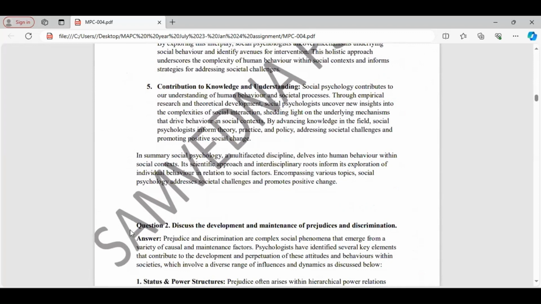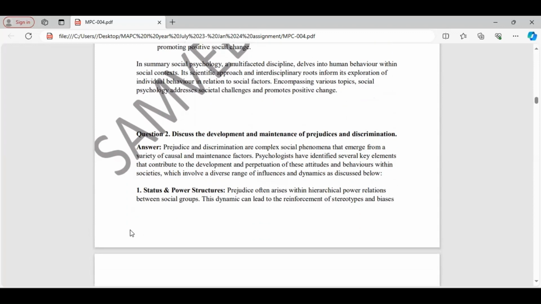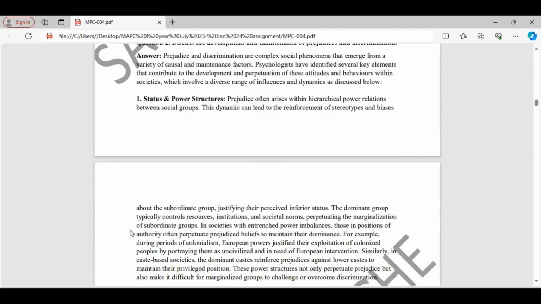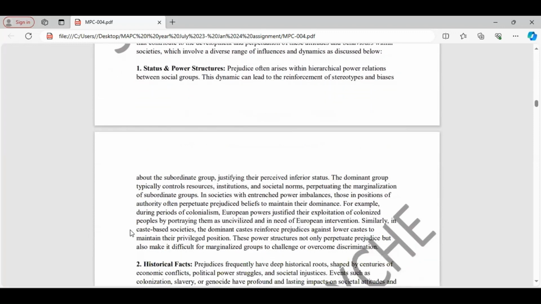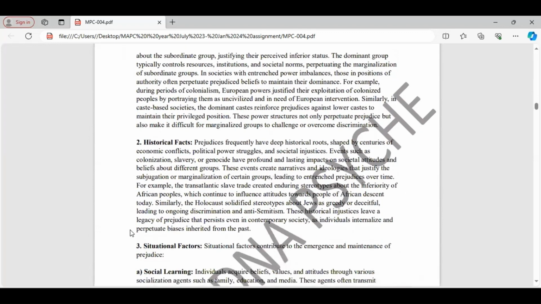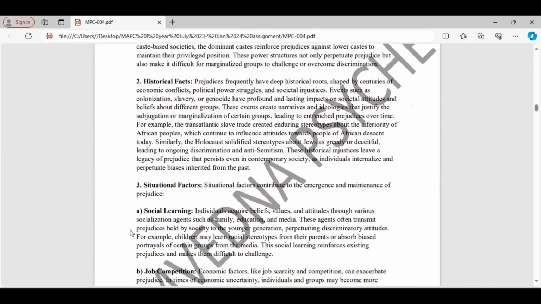Question 2. Discuss the development and maintenance of prejudices and discrimination. First define what these two are and then come to the factors which result in the development of prejudice and discrimination. Starting with the first one, status and power structure. Next one, the historical facts. Situational factors. Situational factors I have subdivided into various sub-factors, basically 4 sub-factors.